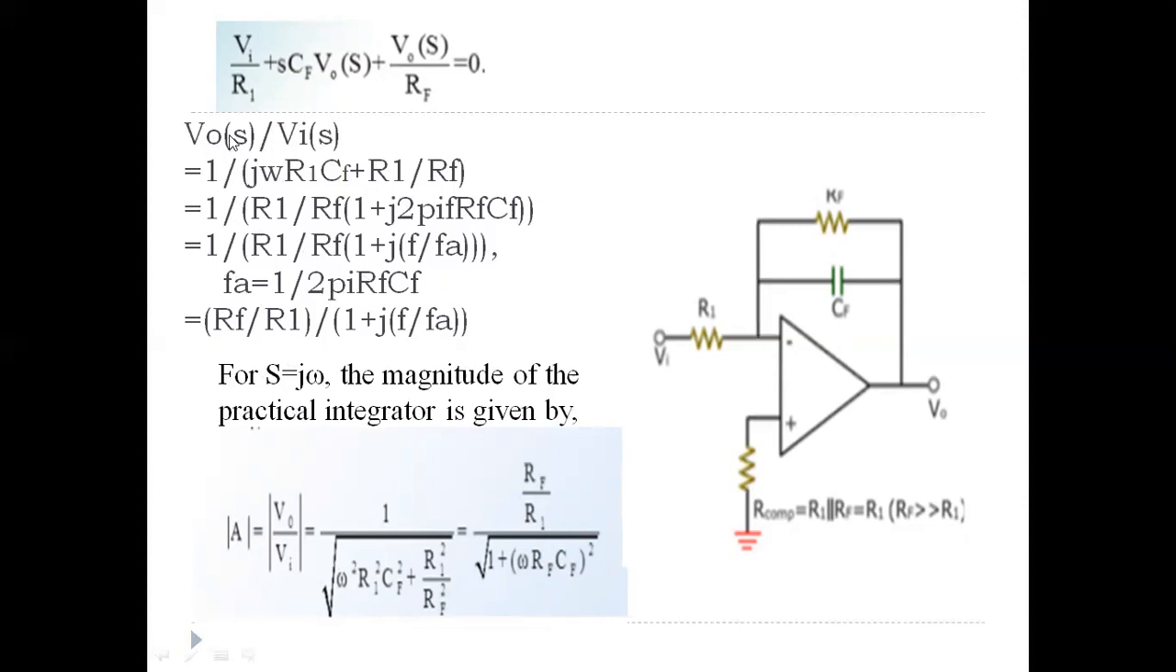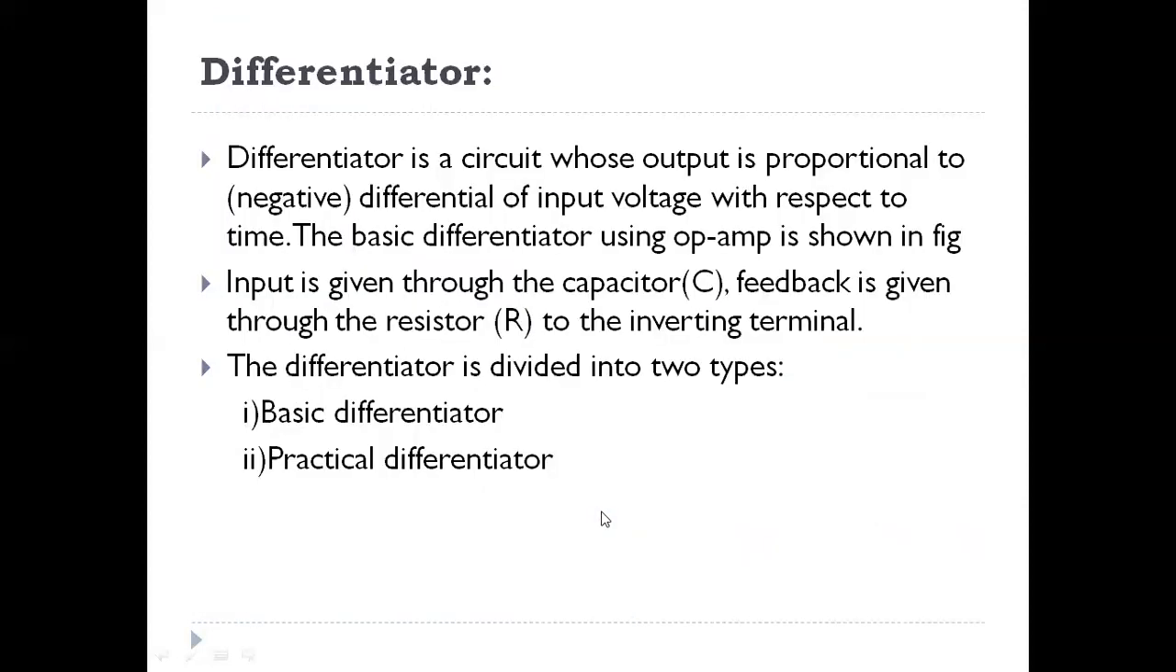Then finally, if you take the magnitude, that means mod A is equal to 1 by square root of omega square R1 square CF square by R1 square plus RF square. If you take the magnitude of this term, then we can get the equation as RF by R1 by, if you simplify the equation, RF by R1 by square root of 1 plus omega RF CF square. So that is about the practical integrator.